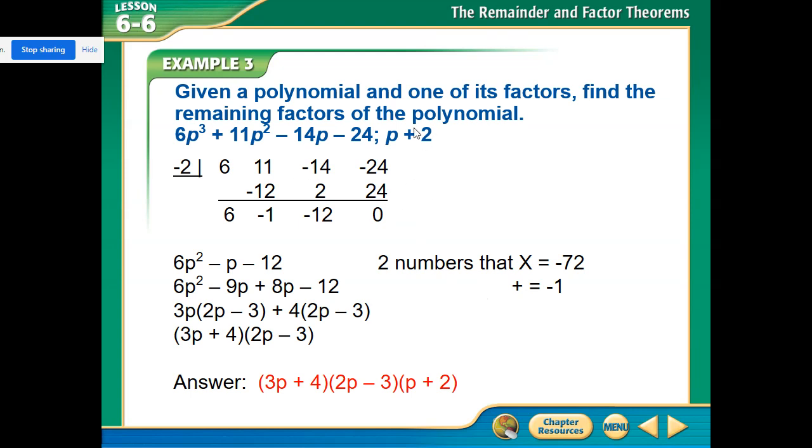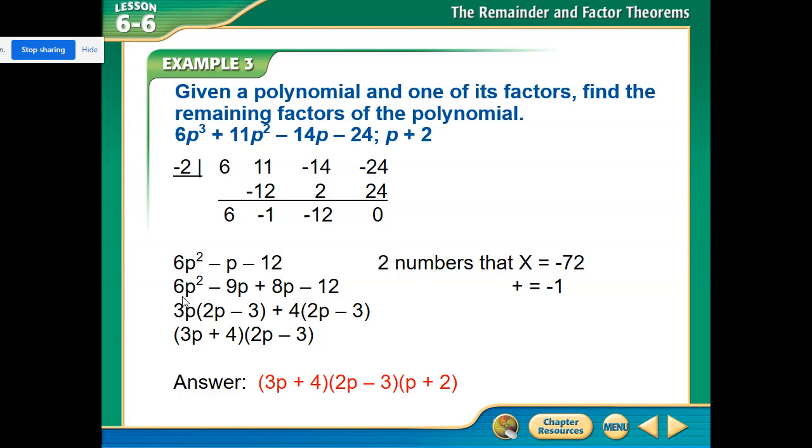All right, what about this one? Again, plus 2, so we do -2. 6, 11, -14, -24. 6 times -2 is -12, adding it is -1, then 2, -12, and we do get the 0. So now we have 6p squared minus p minus 12. Now, because we have a number in front of the squared term, we can't just do it normal. So we're going to have to split it and make it a grouping. But we still do 6 times -12 is -72, and we want it to add up to be -1. So what does that? Well, that's -9 and +8.